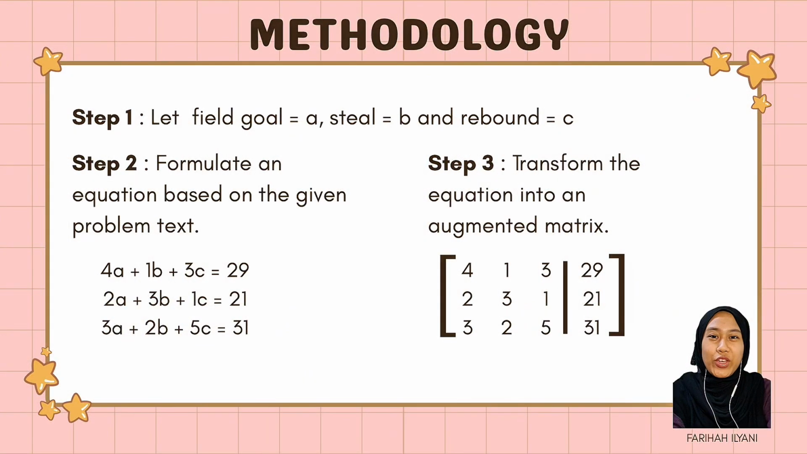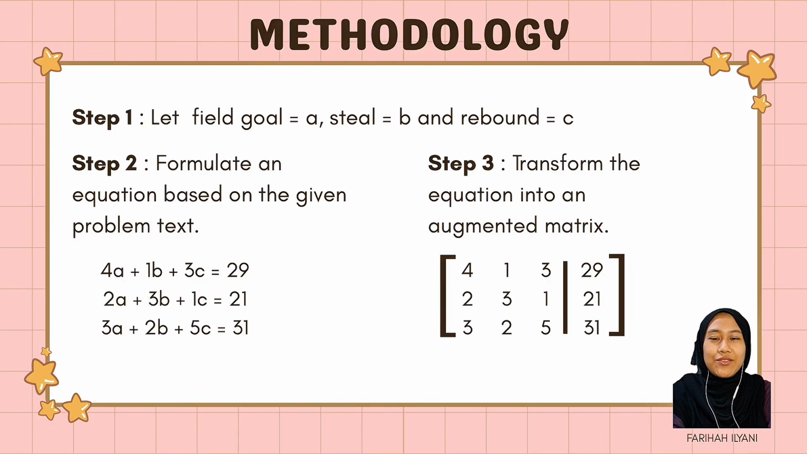Moving on to the methodology, we solve this problem step by step using Gauss-Jordan elimination. In step 1, we begin by defining our variables based on the problem text. Let A represent the field goals, B represent the steals, and C represent the rebounds. In step 2, we use the problem data to formulate our system of linear equations.